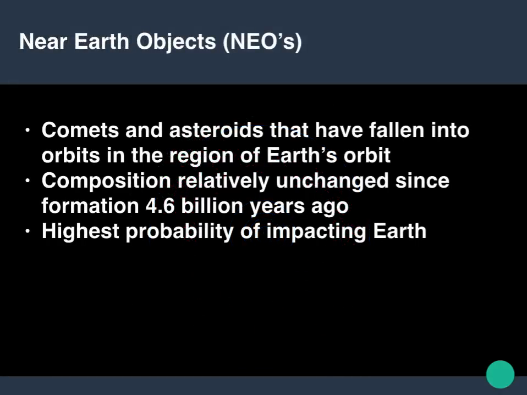We also have another group of asteroids which are the most hazardous for us because they are the near-Earth objects, or NEOs. And these are basically comets and asteroids that have fallen into orbits that are around the region of Earth's orbit. Occasionally we'll get a comet that orbits around us. Mostly it's asteroids because the comets are too warm and so the ice melts and all the comet dissipates.